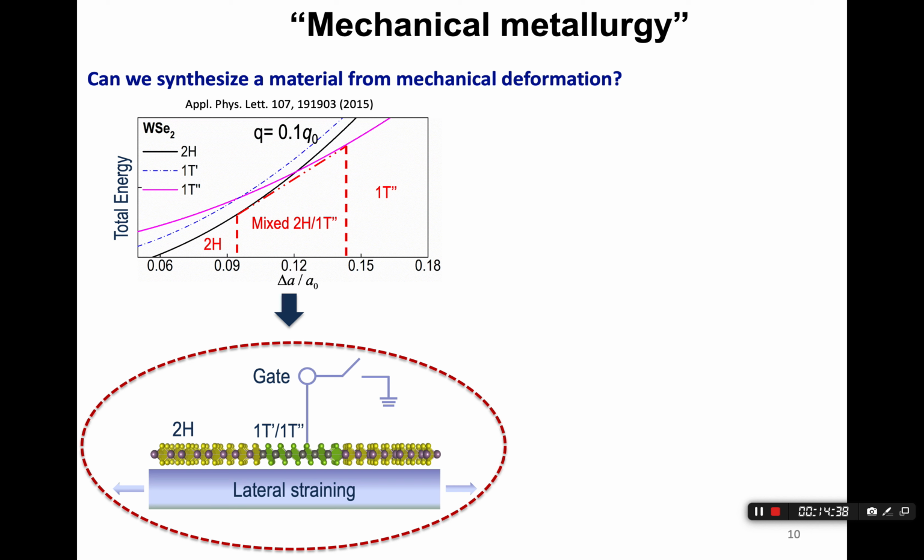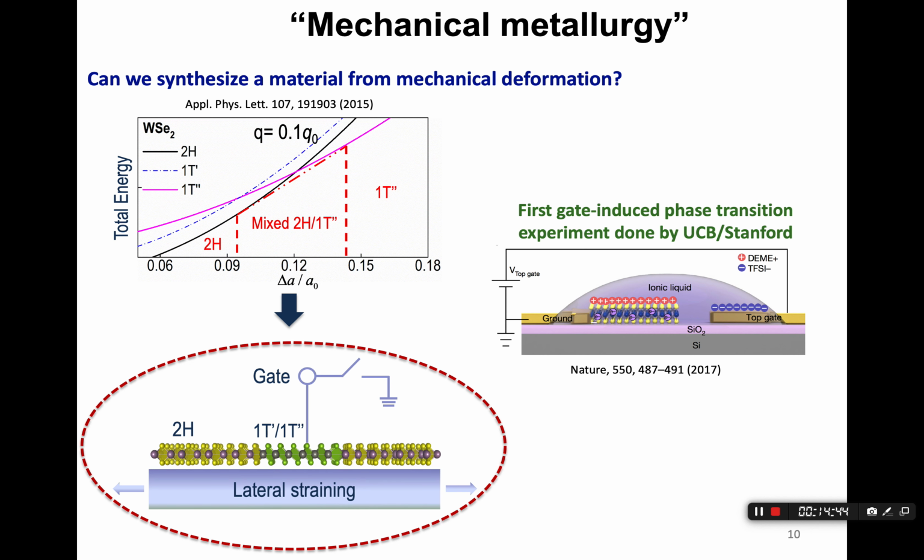So this is not some kind of imagination from DFT calculations. It's kind of interesting, like after 2 years, a collaboration between UC Berkeley and Stanford actually experimentally achieved the first gate-induced phase transition in such 2D transition metal dichalcogenide materials. So that is actually a proof of the feasibility of my computational prediction.